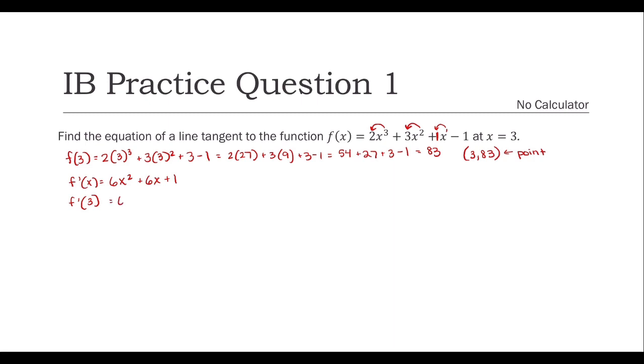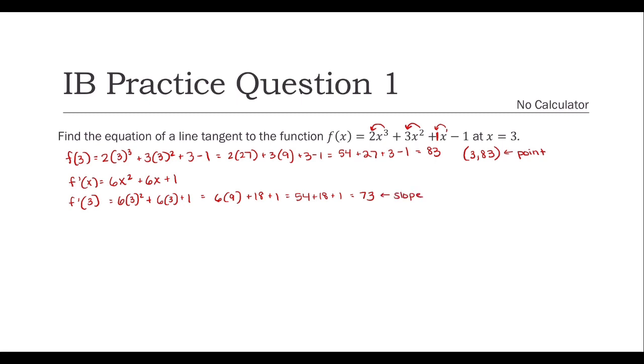So there's our derivative, and we'll plug in 3 to find our slope at 3. F prime of 3 equals 6 times 3 squared plus 6 times 3 plus 1, which equals 6 times 9 plus 18 plus 1, which is 54 plus 18 plus 1, which equals 73. So the slope at that point is 73.